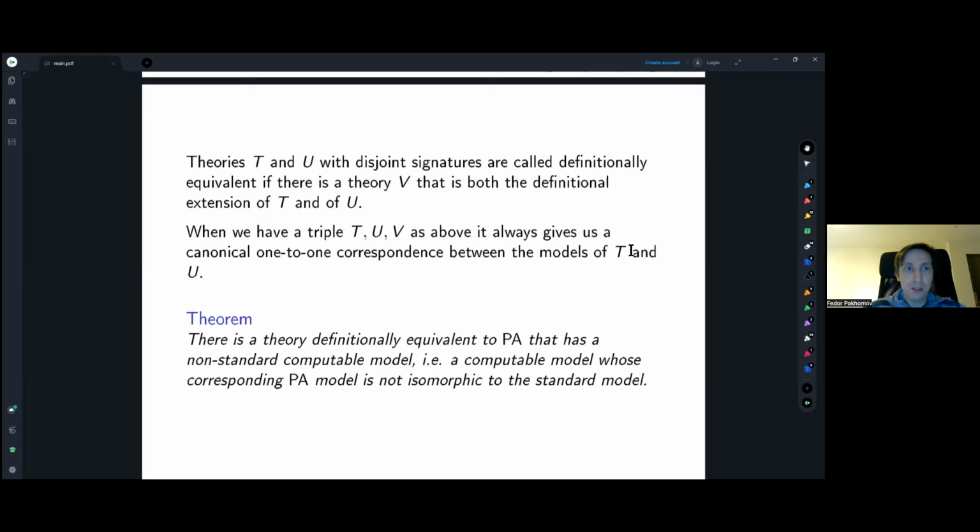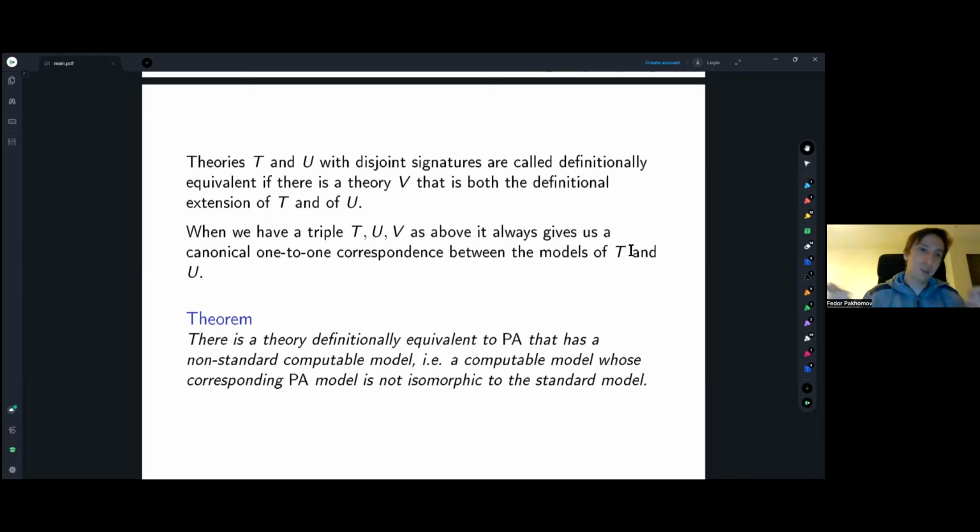Okay, so Fedor, can I ask here, how does this differ, or I don't know if it's an orthogonal notion to the idea of mutual interpretability? Oh no, okay. Of course if you have definitional equivalence, you in particular have mutual interpretability. Okay, is this stronger then? Yeah, it's much stronger. Yes. Oh, okay. It's a very strict kind of mutual interpretability.